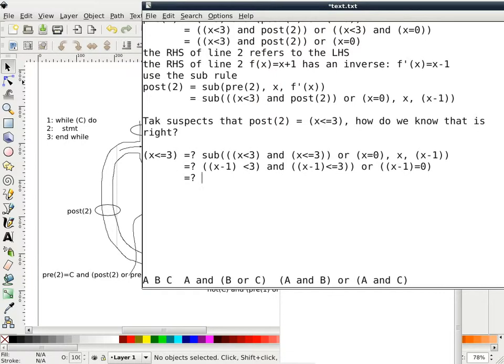What are we going to do here? Let's see. x minus 1 is less than 3. What is another way to say this? Now, if I tell you x is an integer, is there another way to say this? Can you say it's less than or equal to? We can say that, right? Because if x is an integer, then to say that x minus 1 is less than 3 is really the same thing as x is less than or equal to 3.